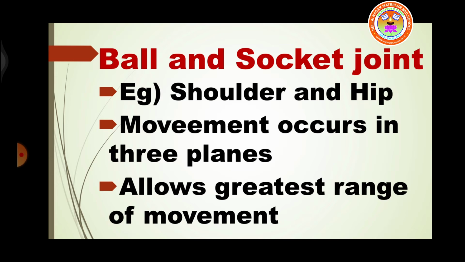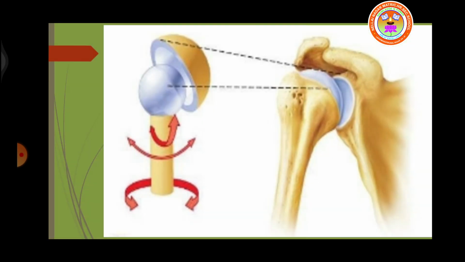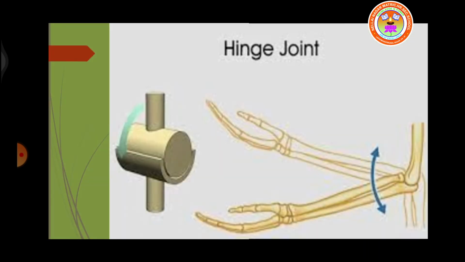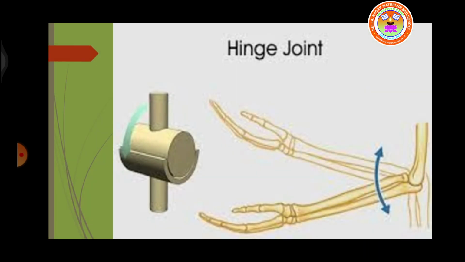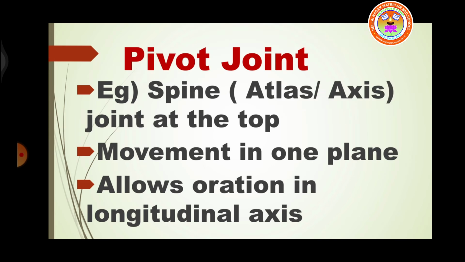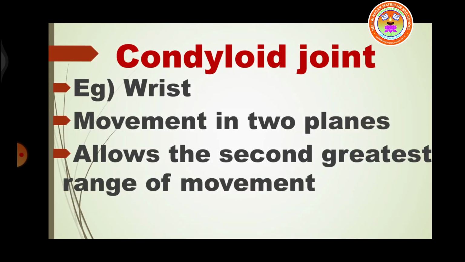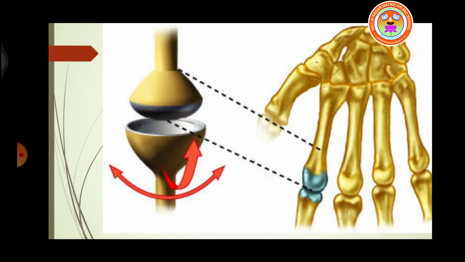The ball and socket joint is located in the shoulder and hip. It allows movement in 3 directions or 3 planes. The hinge joint is found in the elbow, knee, and ankle, which allows movement in only one plane. The pivot joint is found in the spine, that is the neck region, atlas and axis, and it provides movement in one plane. The condyloid joint is located in the wrist.